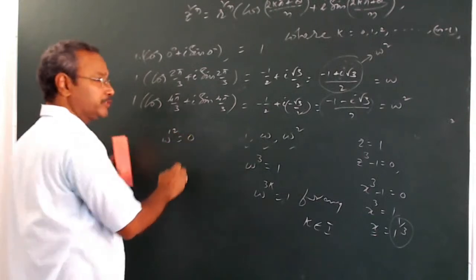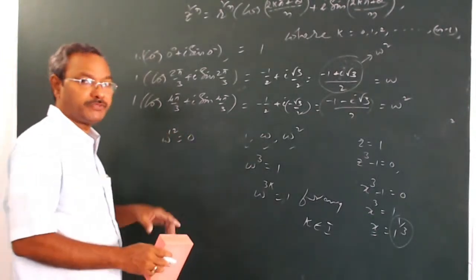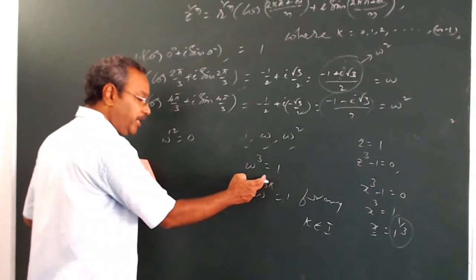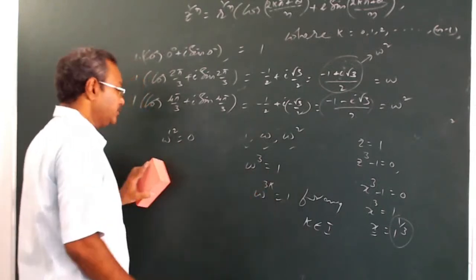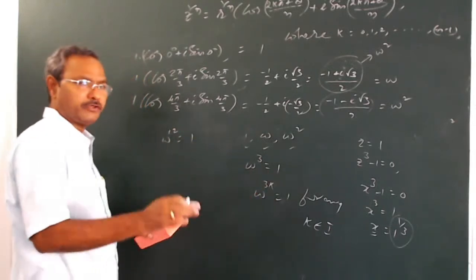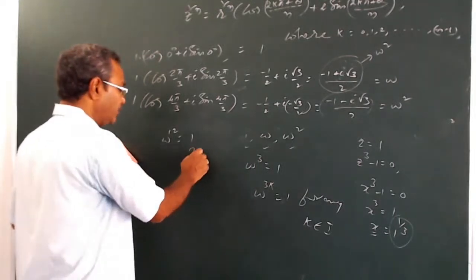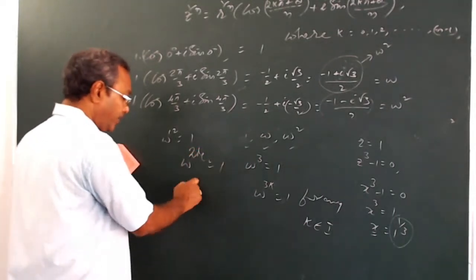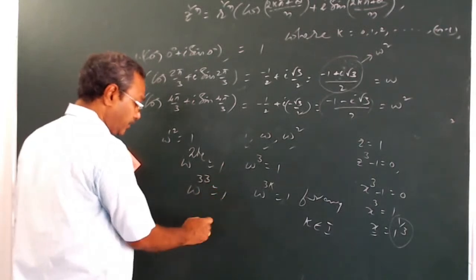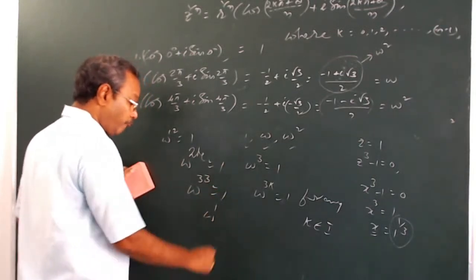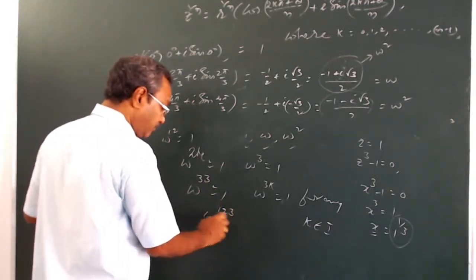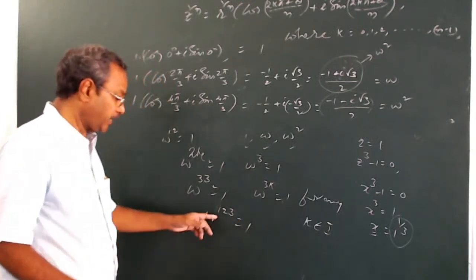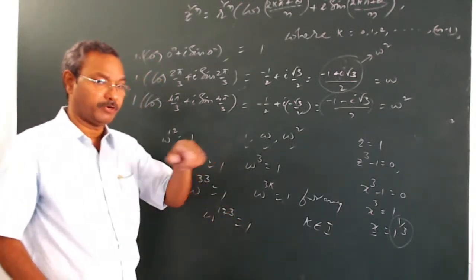Since the power is a multiple of 3, omega to the power of any multiple of 3 should be equal to 1. Omega to the power of 12 is 1. Omega to the power of 24 is 1. Omega to the power of 33 is 1. Omega to the power of 123 is equal to 1. As long as the power of this omega is a multiple of 3, its value is 1.